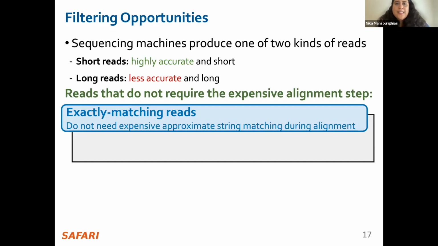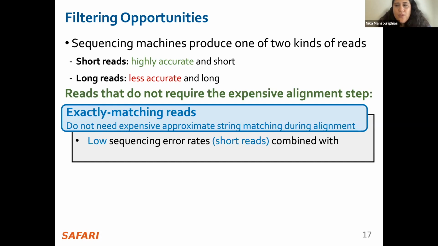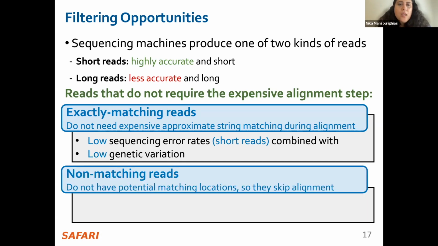First, we can filter exactly matching reads, which are reads that match exactly to one or more subsequences of the reference genome, and therefore do not require approximate string matching during alignment. Based on simple computations, they can be filtered inside the SSD. Exactly matching reads can frequently occur in short read sets with low sequencing errors and also low genetic variation.